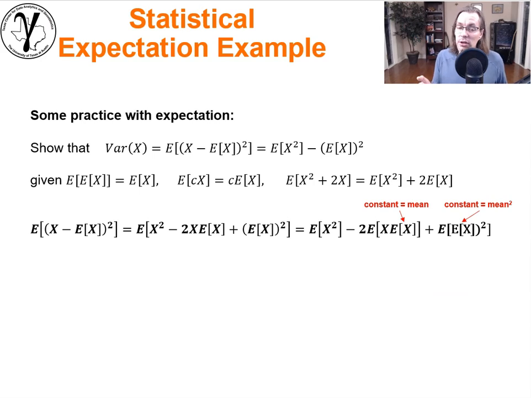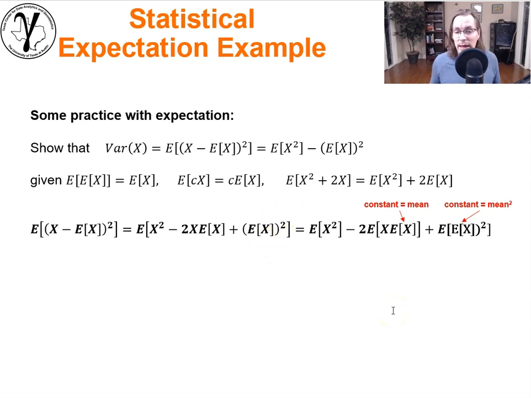The first thing we're going to do is take the quadratic and expand it. Okay, so we start with the expectation of x minus expectation of x, squared, and we can take that entire thing and expand it out. Not a big deal. So if we take these terms and expand them out, we simply get the expectation of x squared minus 2 times x, expectation of x, plus the square of the expectation of x.